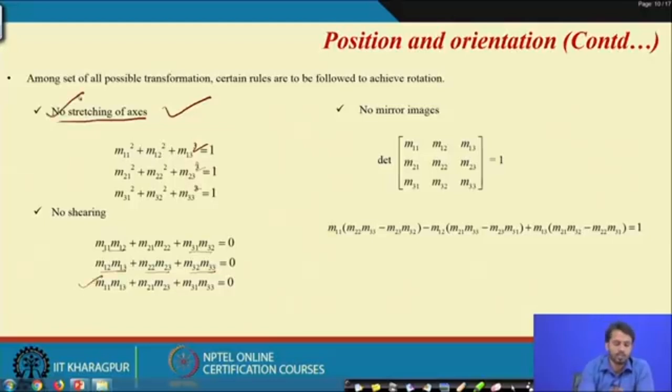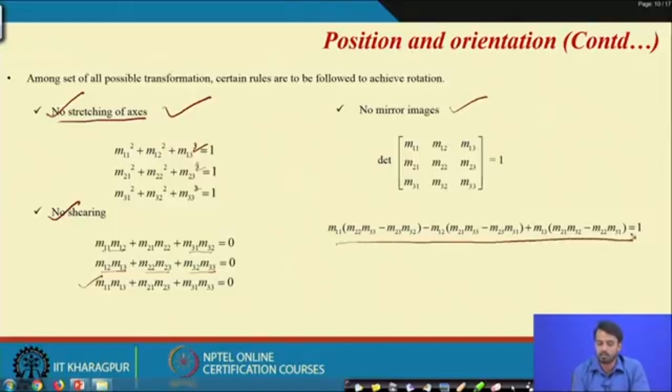So, the first one is no stretching of axis, the second one is no distortion and the third one is no mirror images. For no mirror images, the determinant of the transformation matrix should be 1. If we calculate the determinant, it will come out like this: M11 into M22 into M33 minus M23 into M32, and similarly for M12 and M13. So, these three properties should be maintained for the rotation of particular 3D components, that means no stretching of axis, no shearing and no mirror images.